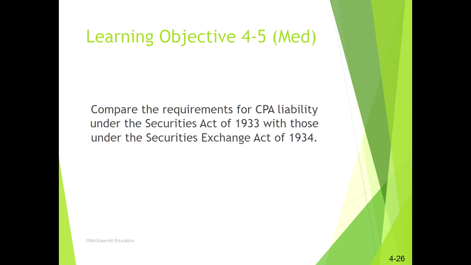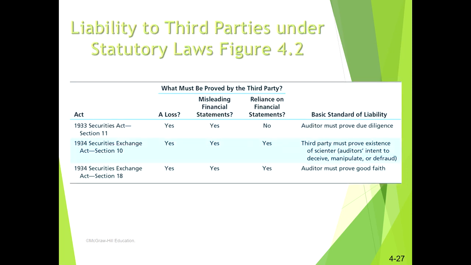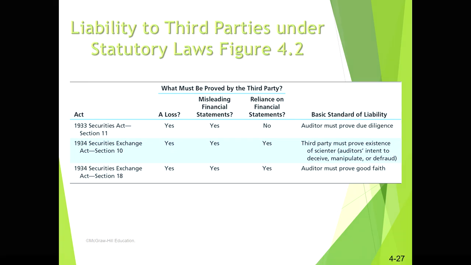Now, what are the requirements for liability under the two Securities Acts? And so this is a nice little summary figure. I think this is a helpful one. And so if you look here, this shows what do you have to prove, right? And so it should be straightforward. You always have to prove a loss, right? That just makes sense. You always have to prove that the financial statements are misleading in order to try and bring a claim against the auditors. But the difference is in this reliance on the financial statements and then the standard of liability.